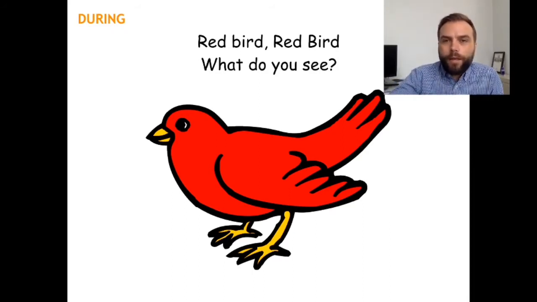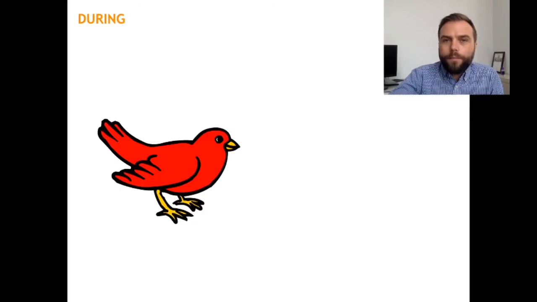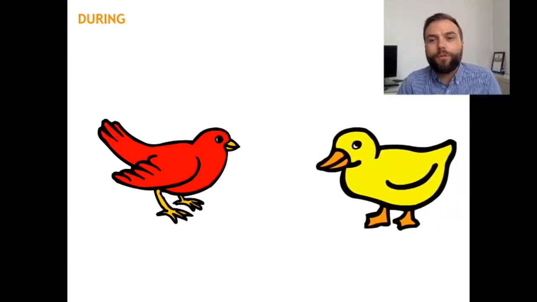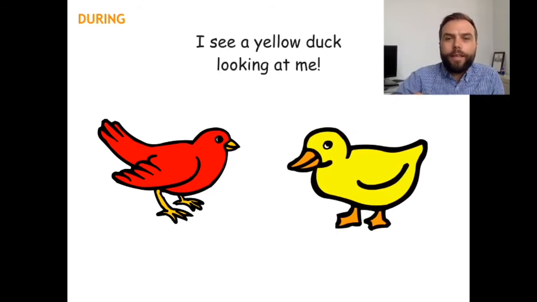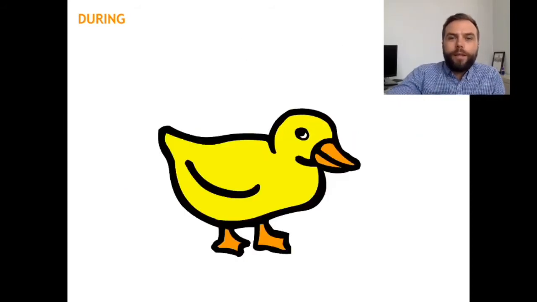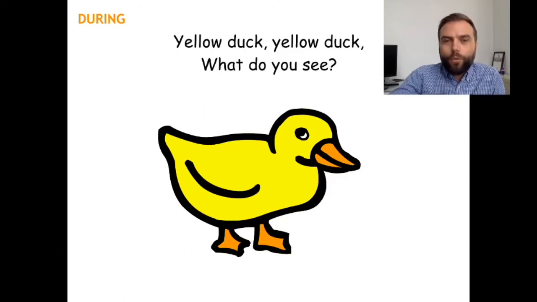I see a... Okay, what animal is it? You can give a hint as well. Okay, well done. If you guessed correctly, it's a yellow duck. I see a yellow duck looking at me. Yellow duck, what do you see?